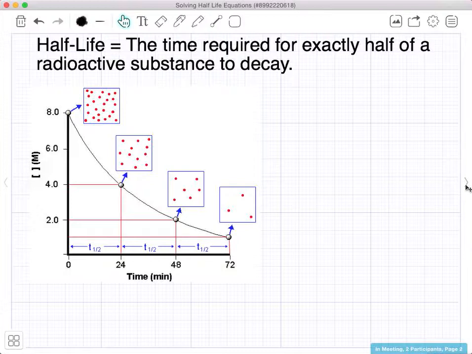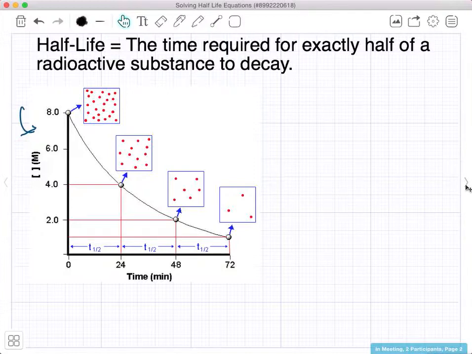I have a graph here on the page. On the y-axis, we have molarity, which is a concentration. It tells me how many atoms are there per liter. And down here at the bottom, we have time on the x-axis, and the time is also being divided into half-lives. Every 24 minutes, this substance undergoes one half-life of decay.